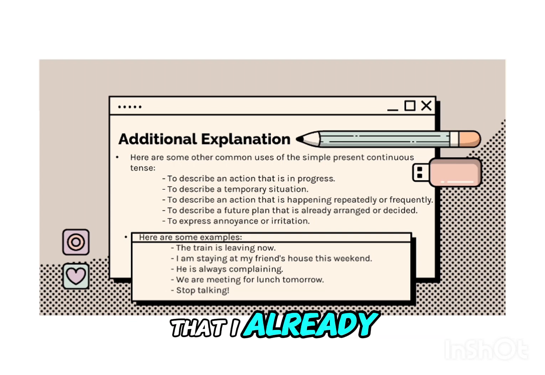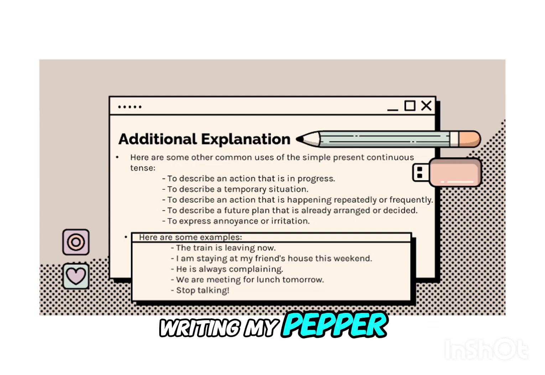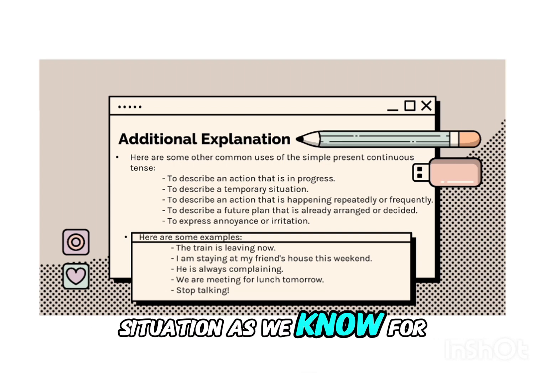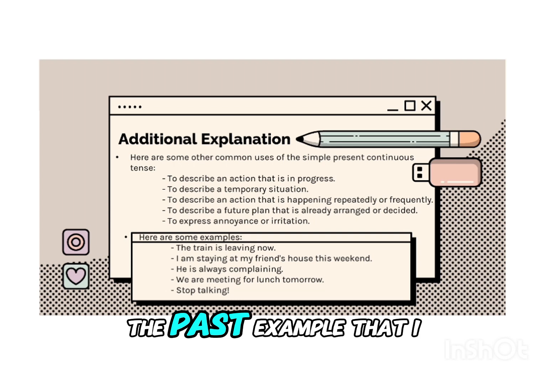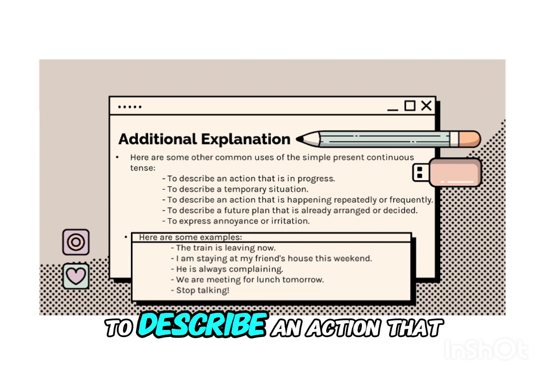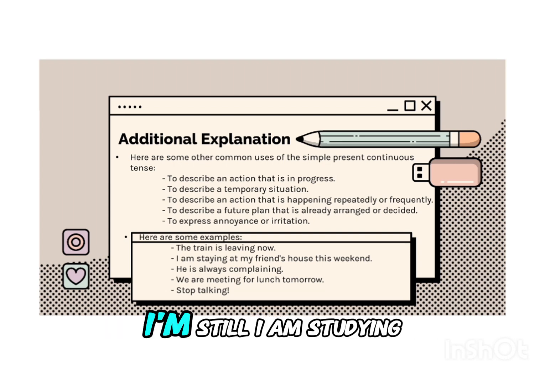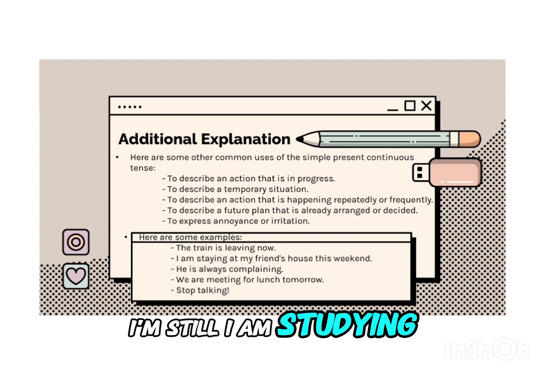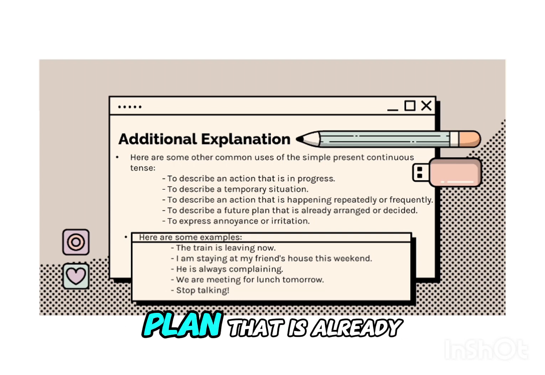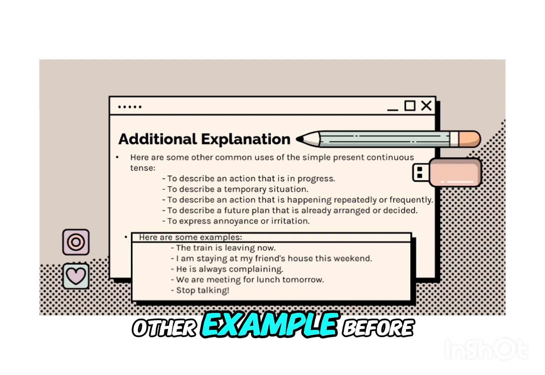I have already gone to the progress for writing my paper. So, to describe a temporary situation, as we know, from the past example that I have told you, and then to describe an action that is happening repeatedly or frequently: I am studying at my class. So, to describe a future plan that is already arranged or decided, like the other example before.